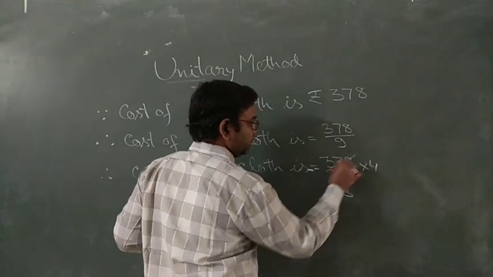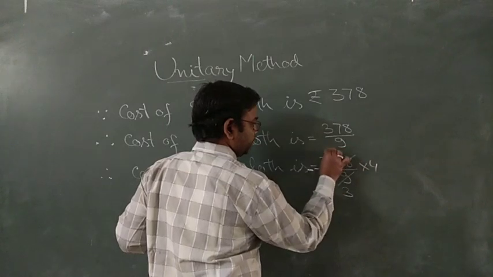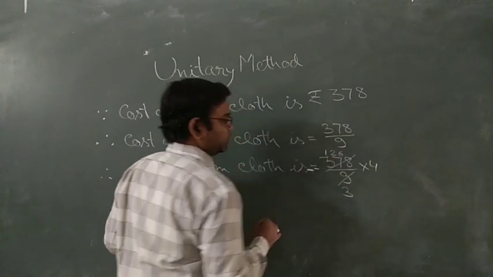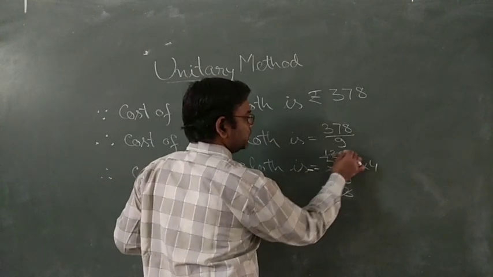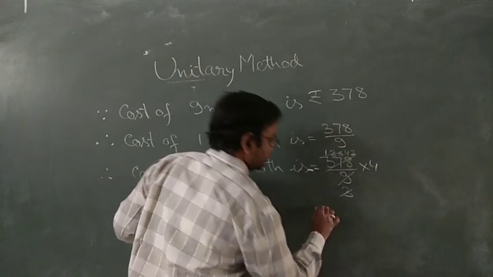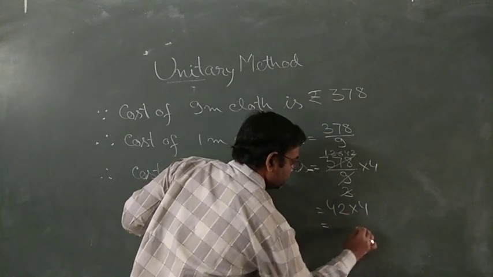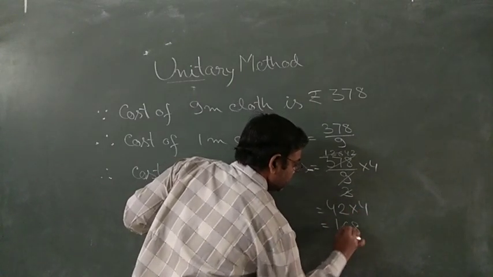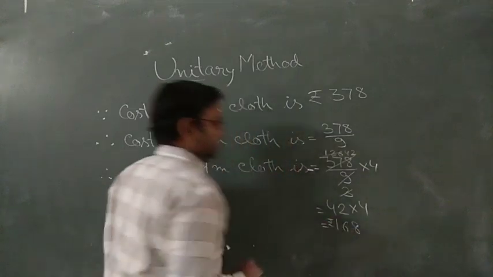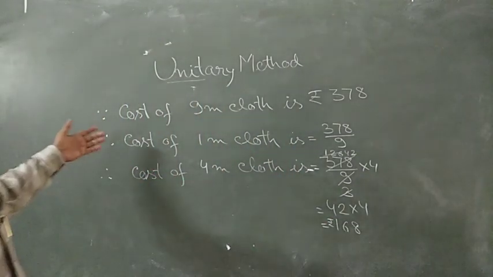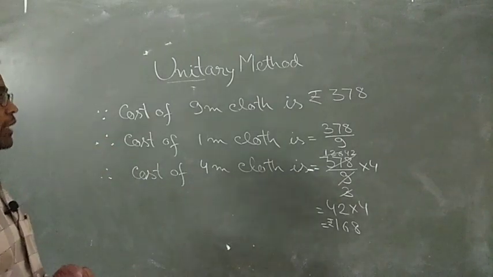3 3s are 9, 3 1s are 3, 3 2s are 6, 3 6s are 18. Now it's clear. 3 4s are 12, 3 2s are 6. It's 42 into 4. The cost is 168 rupees. Likewise you have to solve. Now move to the next part.